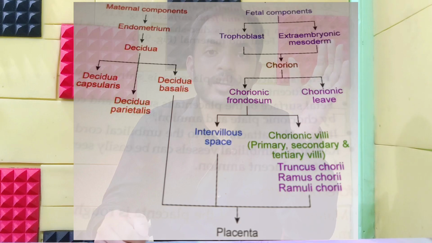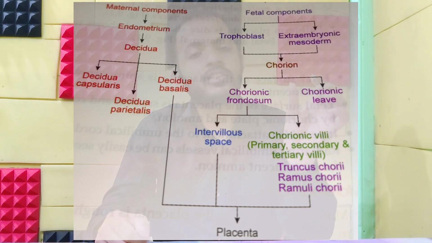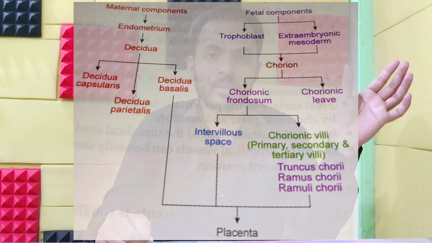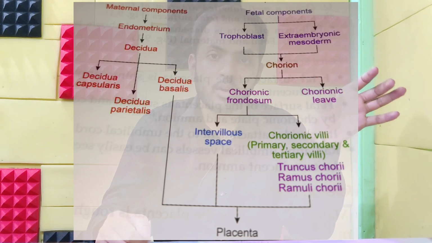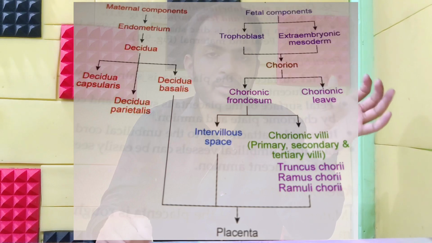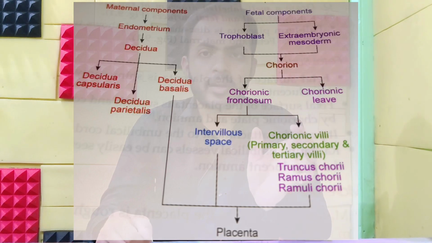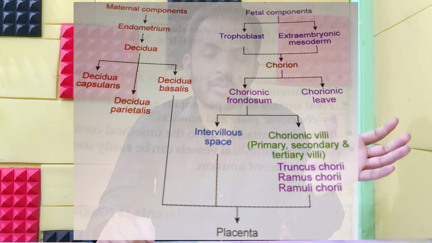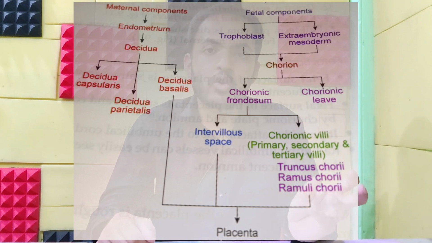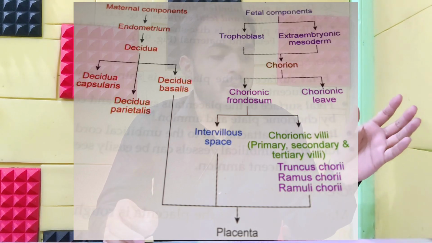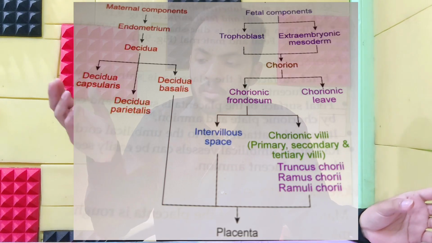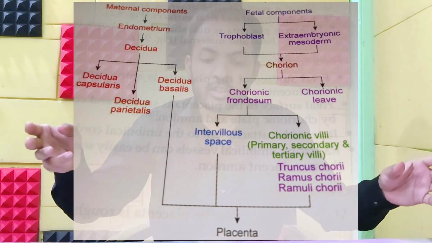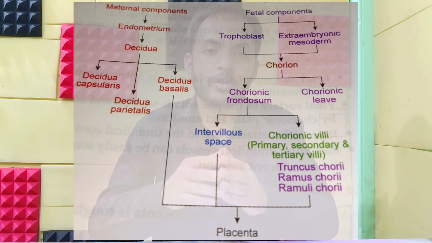From the fetal component we are getting the trophoblast and the extra-embryonic mesoderm. From these two structures our chorion originates, and the chorion has two parts: chorion frondosum and chorion laeve. The chorion frondosum has the intervillous space and chorionic villi. Now this chorionic villi, intervillous space, and the decidua basalis from the maternal part, all these three structures ultimately we call placenta. So remember this chart.